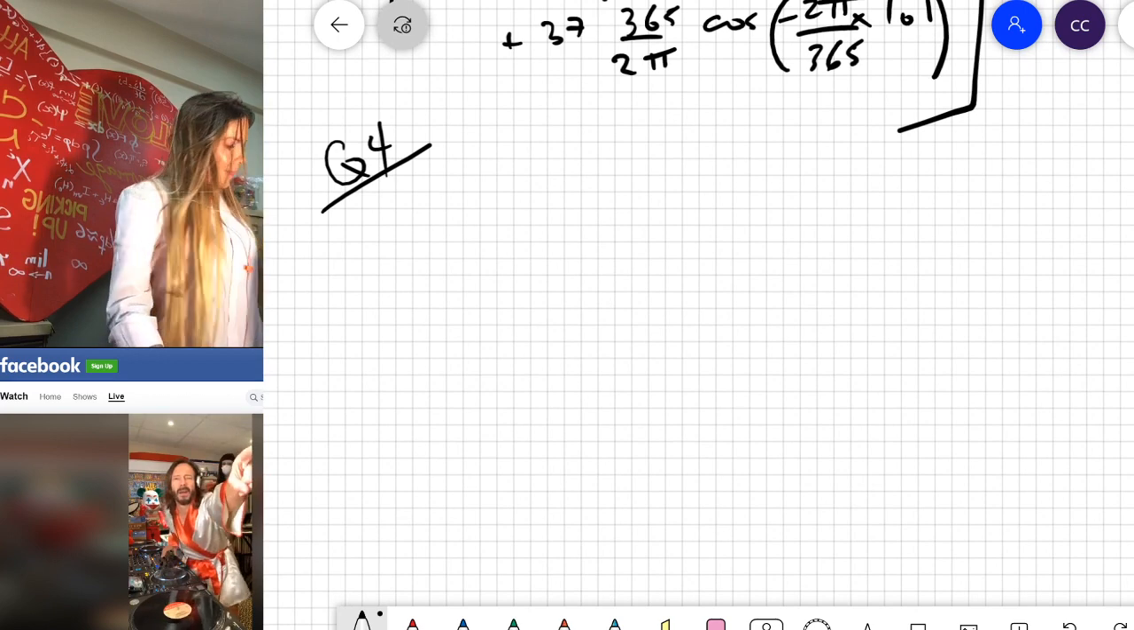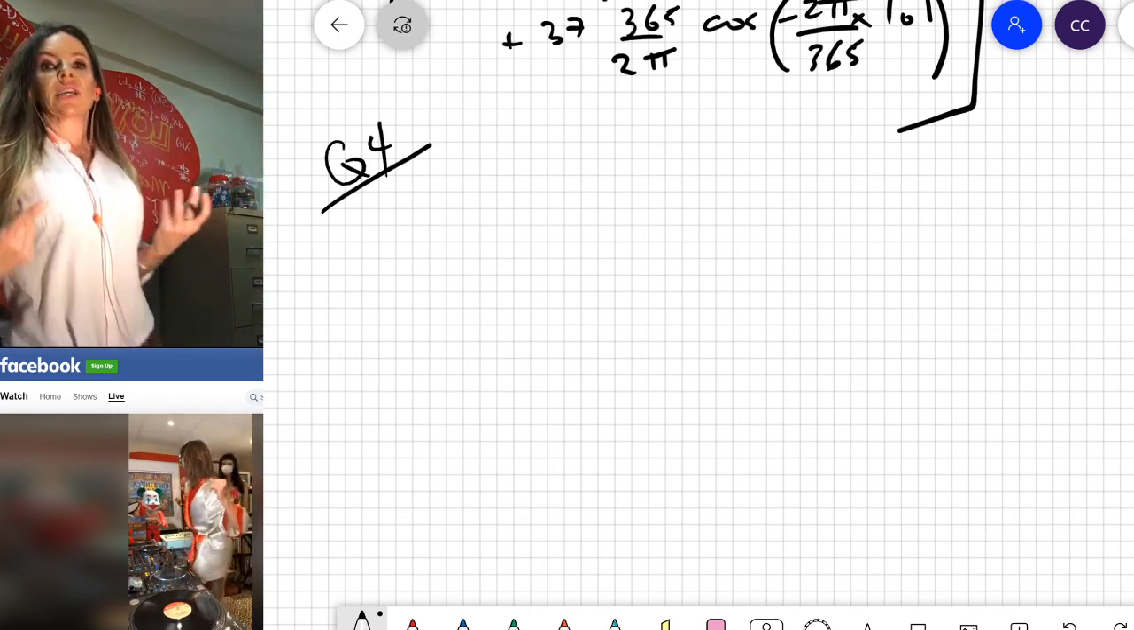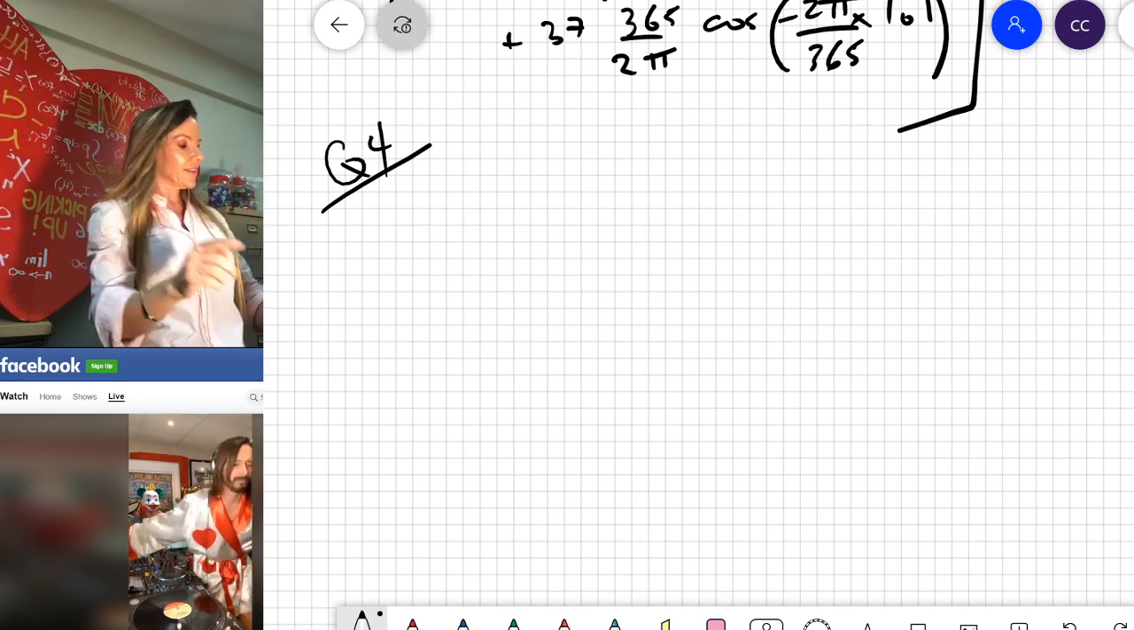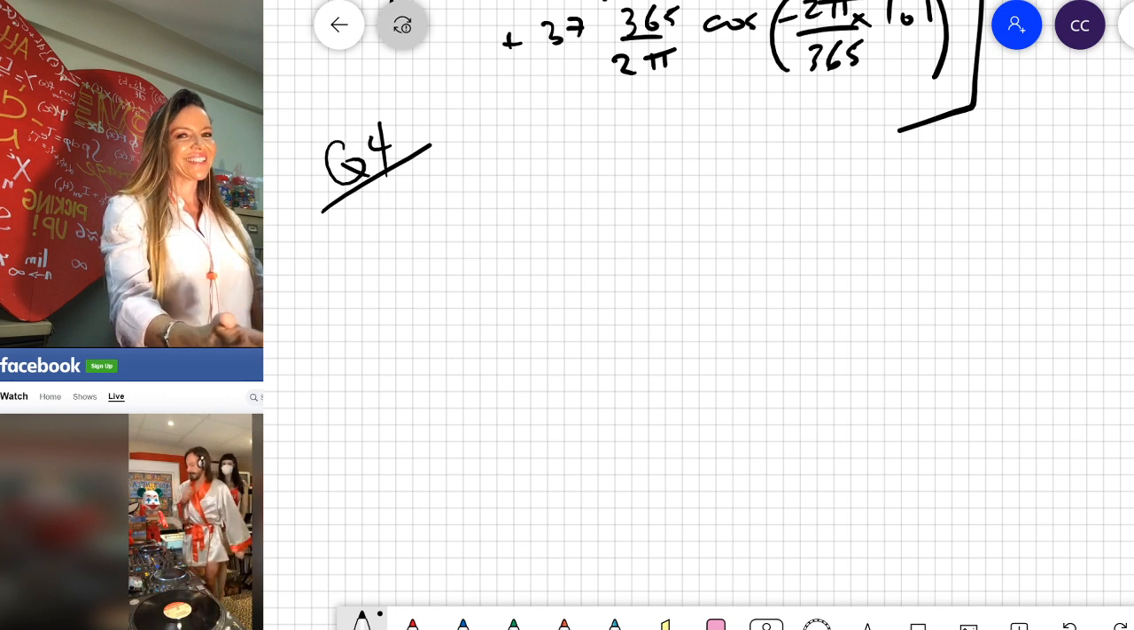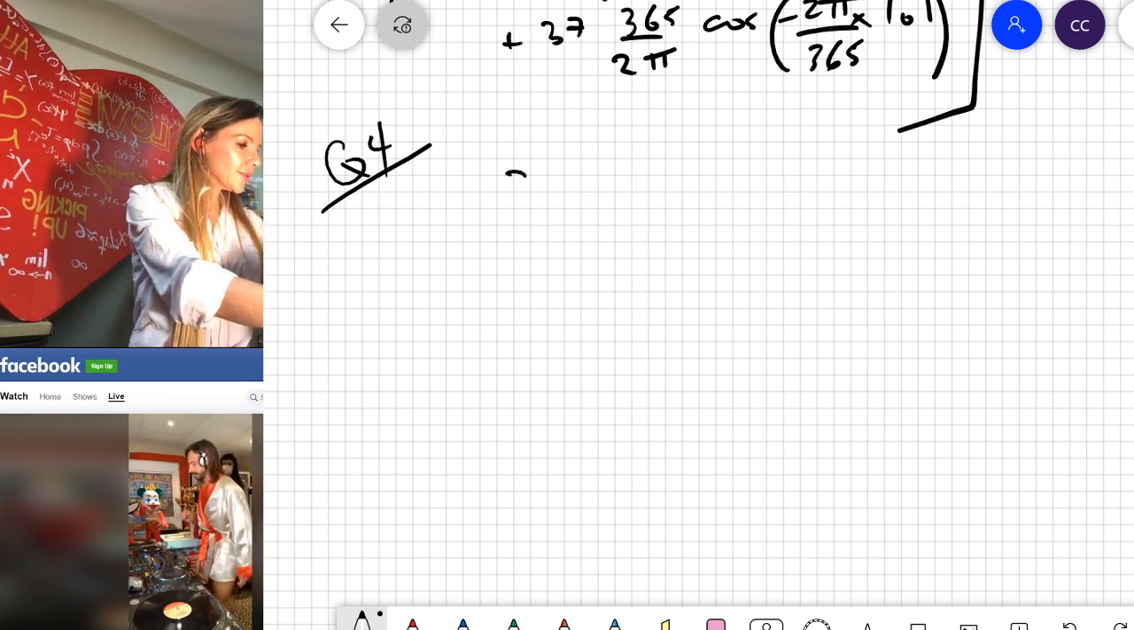Okay, area between curves. You need to know which is the curve that's above the other so that you can subtract the right thing from the right thing. Get it? So we've got two curves here. First of all, let's see where they cross.